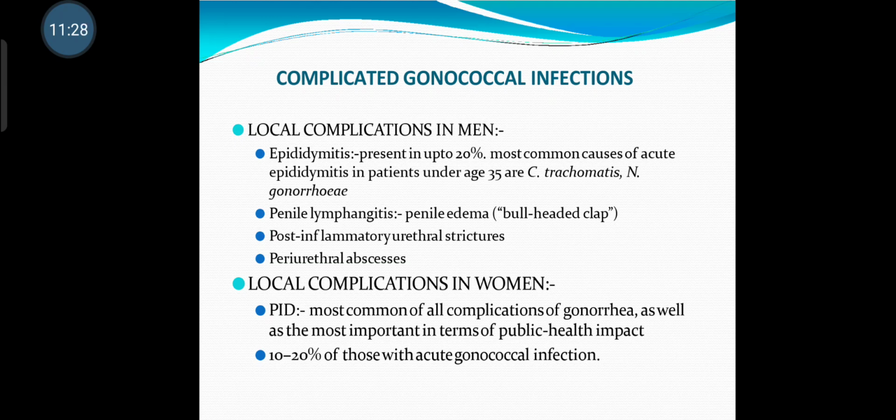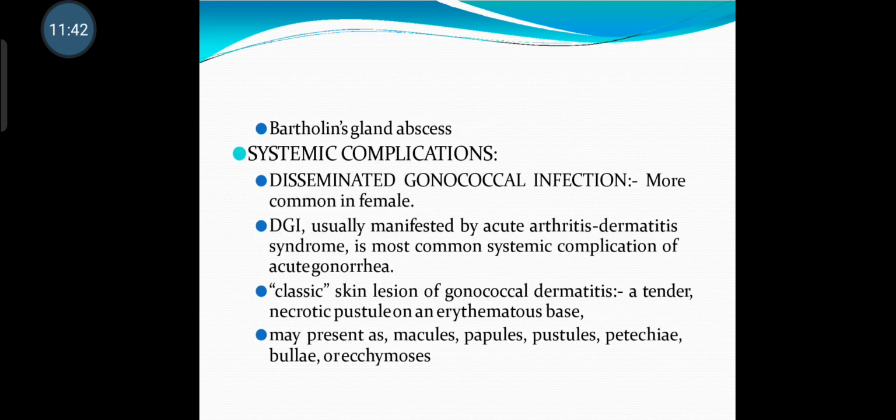Local complications in women. These are the most common complications of gonorrhea. 10 to 20% of acute gonococcal infections are affected. Bartholin gland abscess. Systemic complications: disseminated gonococcal infections are more common in females.